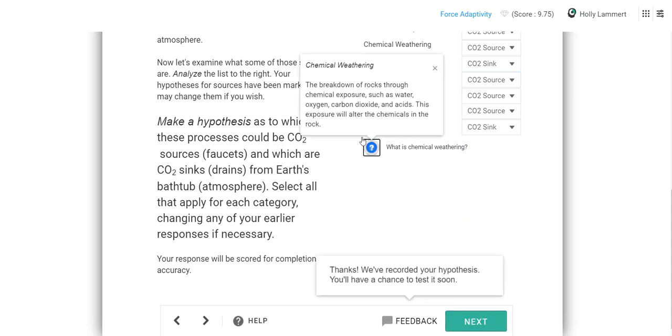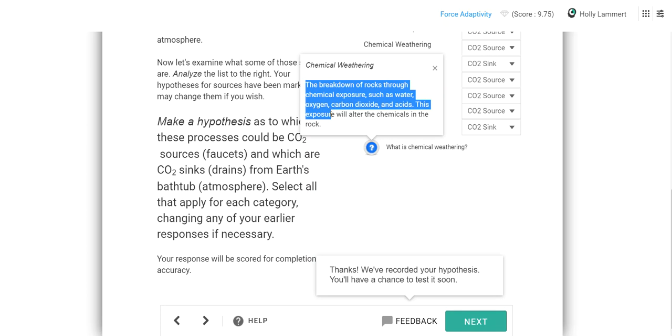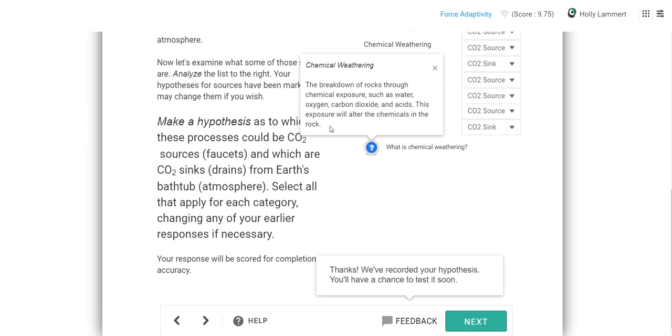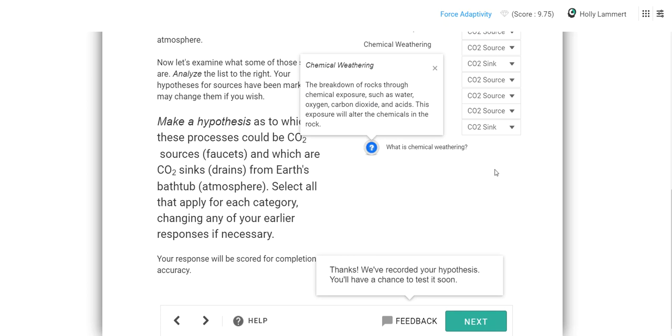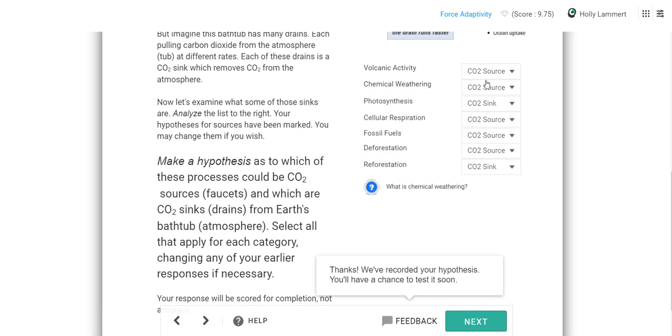Oh, and then let's take a minute. Maybe write down in your notes, because this may be new vocabulary for you. Chemical weathering is the breakdown of rocks through chemical exposure, such as water, oxygen, carbon dioxide, and acids. This exposure will alter the chemicals in the rock. So if you have CO2 trapped in the rock, what would happen if it weathered? Where would that CO2 go? And I guessed it would go to the atmosphere, so that's why I said it was a source.